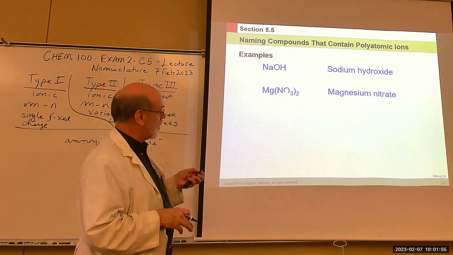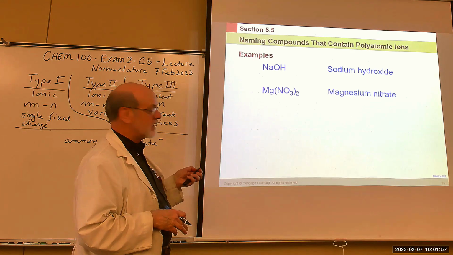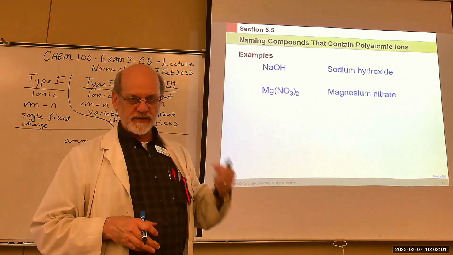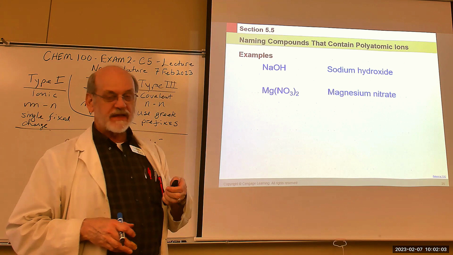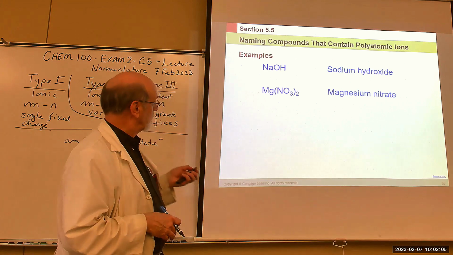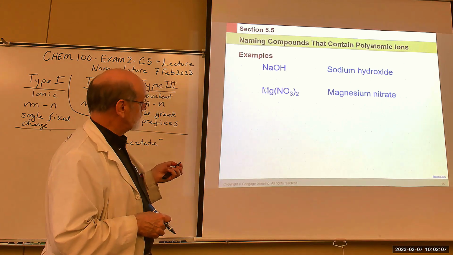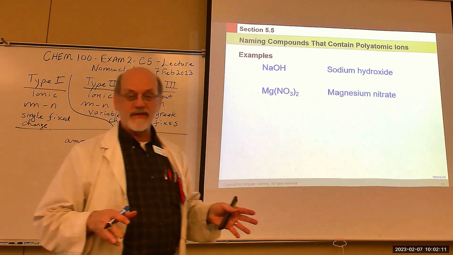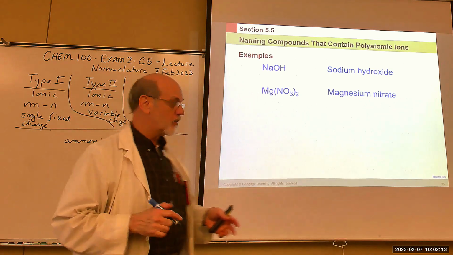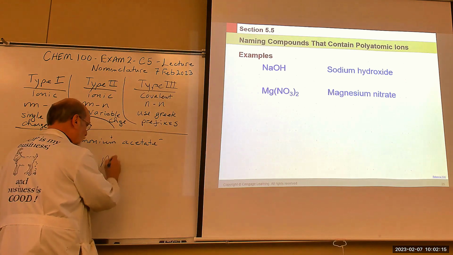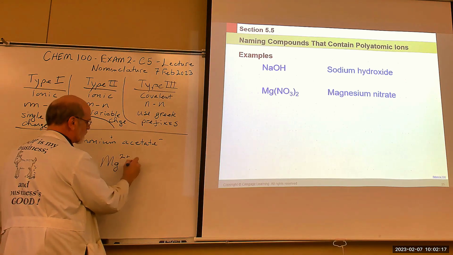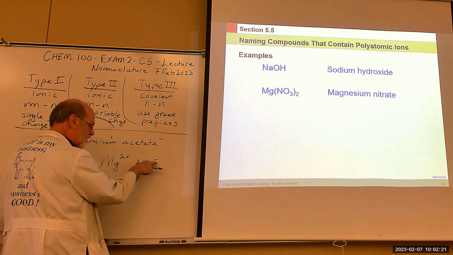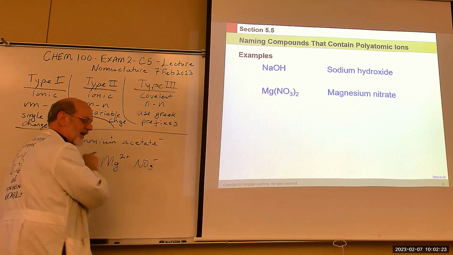It's a -1 charge. Magnesium is an alkaline earth, second column, +2 charge. That means it's a type 1 compound. So we have magnesium and then nitrate. We don't have to say how many there are, but we do know that with magnesium as a 2+ charge and nitrate as a 1- charge, we need 2 minuses to balance that 2+.